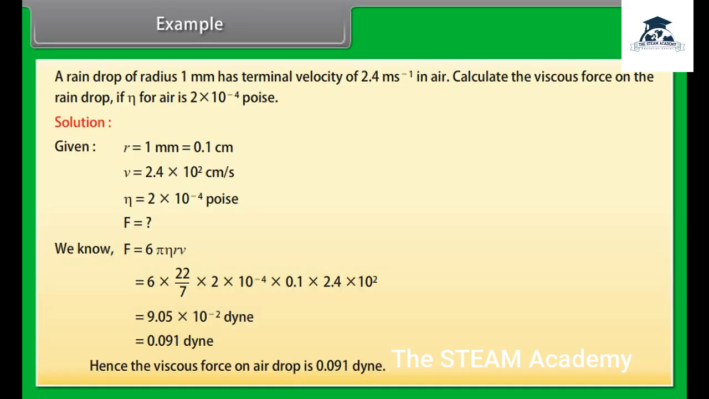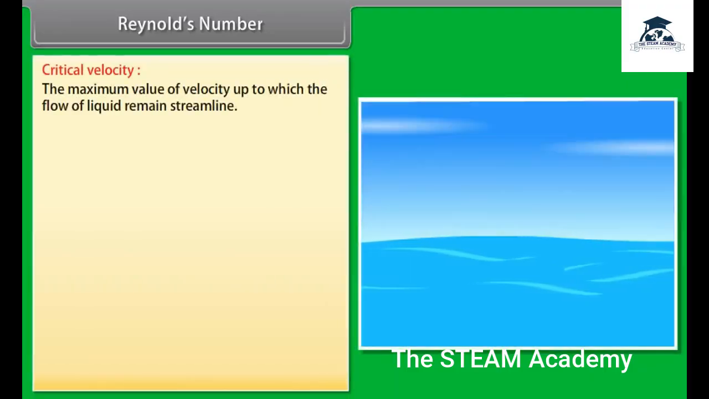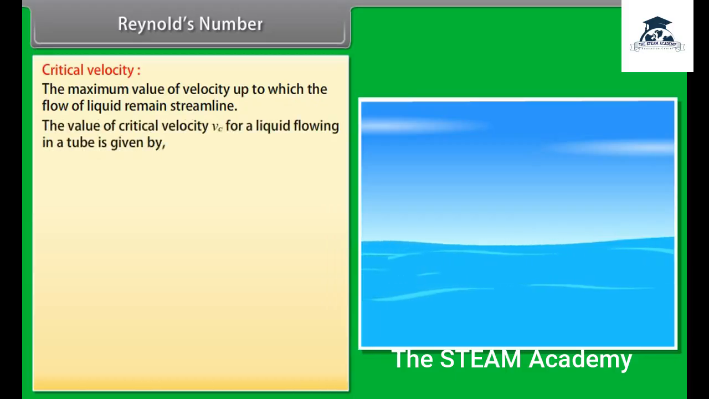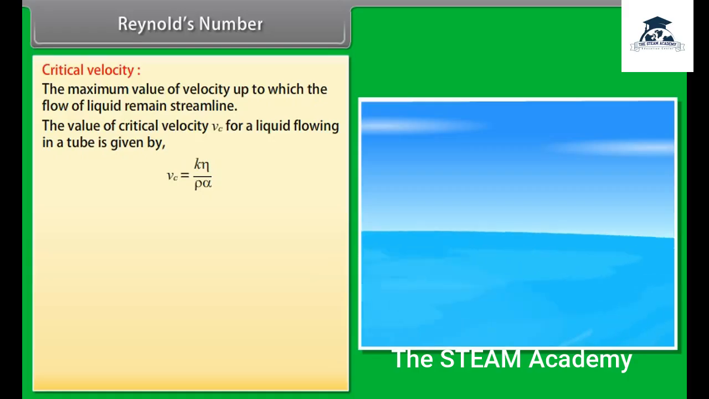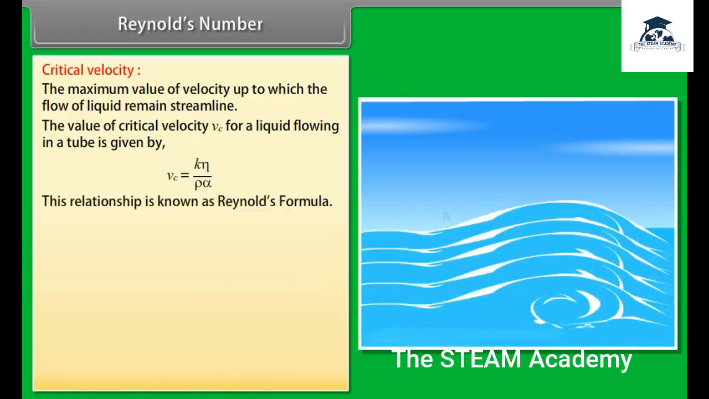0.091 dyne. Reynolds number. Critical velocity is the maximum value of velocity up to which the flow of liquid remains streamlined. The value of critical velocity vc for a liquid flowing in a tube is equal to K η upon ρ a. This relationship is known as Reynolds formula.